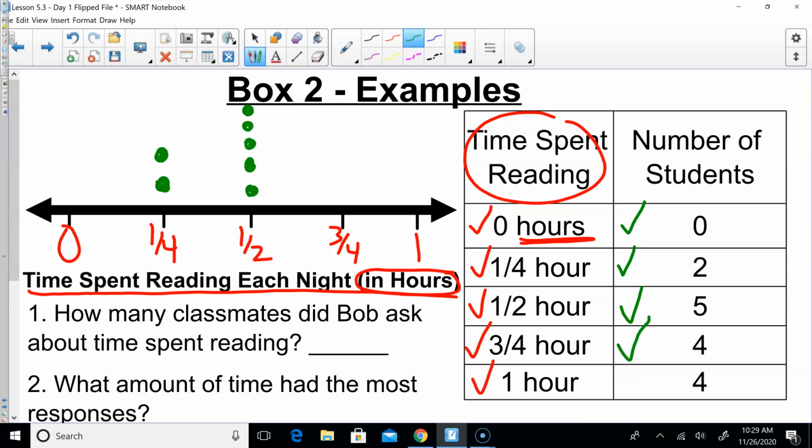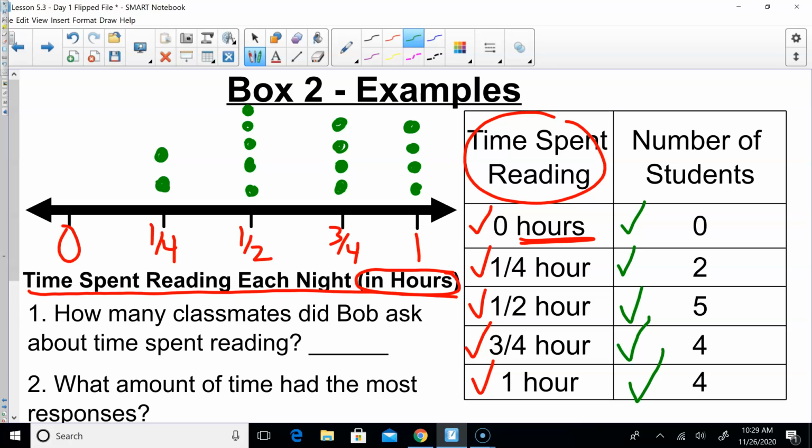I have 4 for 3/4 of an hour. 1, 2, 3, 4. You want to kind of make them all the same size so that it kind of looks comparative across. And 4 for an hour. 1, 2, 3, 4. They must have found some good books that they're enjoying to read.